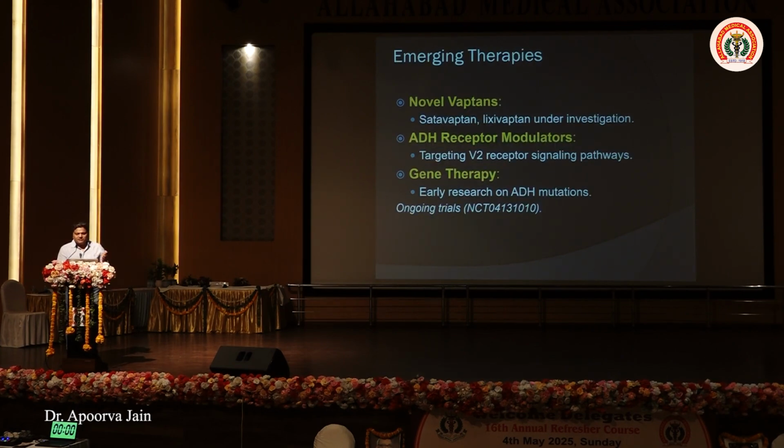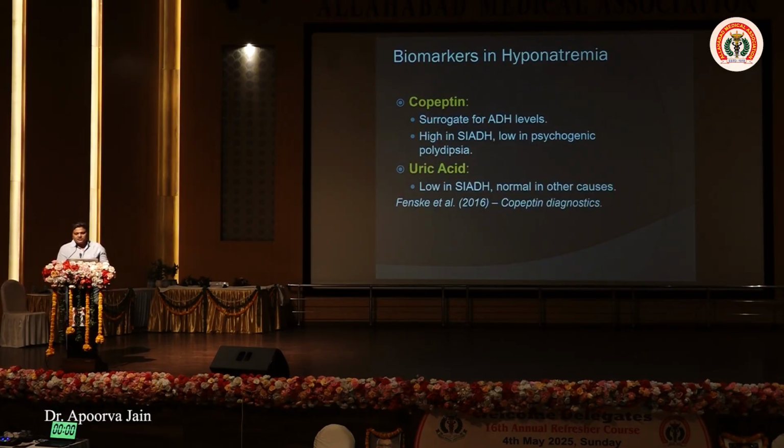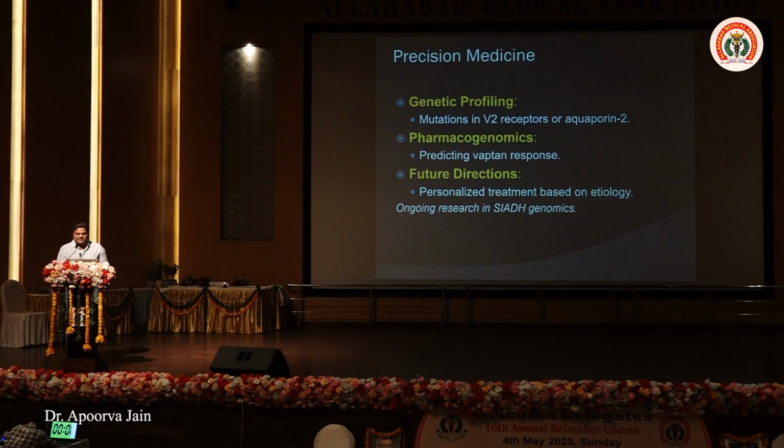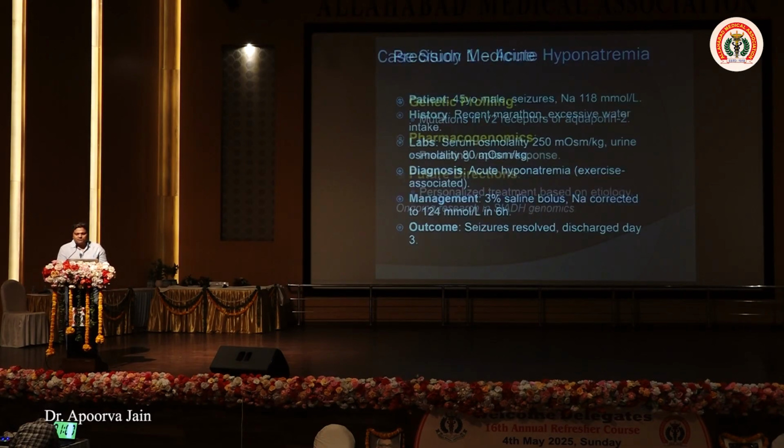Emerging approaches are novel vaptans, ADH receptor modulators, and gene therapy. There are certain biomarkers which are under study like copeptin and uric acid, and on the basis of genomic profiling of V2 receptors, we can predict the vaptan response. So which patient will respond to vaptan, and on what scale? This can be predicted using pharmacogenomic profiling.